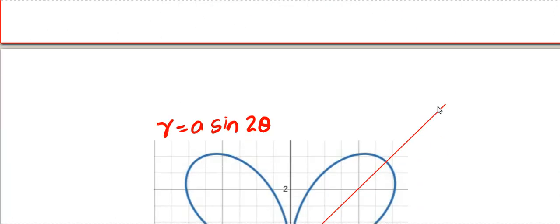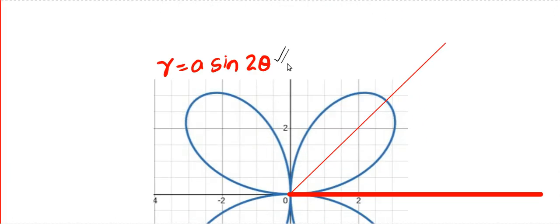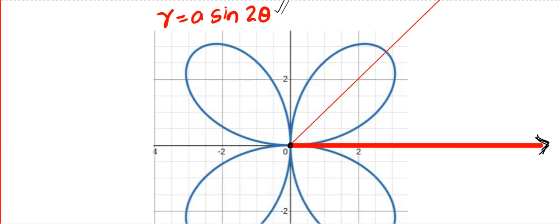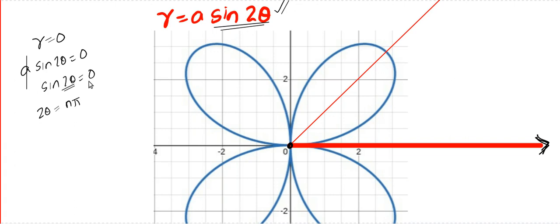Now comes another one, a sine 2 theta. You should be very good with this curve, and from an exam point of view also, this is very important. r equal to a sine 2 theta. If you want to know how the loops are formed, it's very easy. All you have to do is put r equal to 0. That gives you a sine 2 theta equal to 0, which eventually becomes sine 2 theta equal to 0. That means 2 theta will be equal to n pi, because sine becomes 0 at multiples of pi. So theta will be n pi by 2.